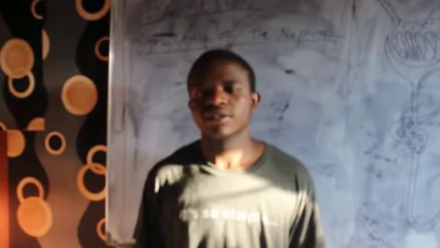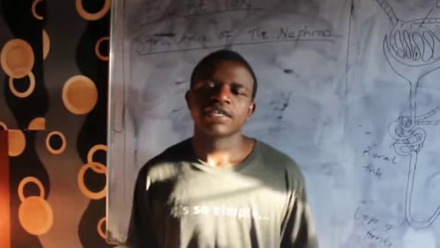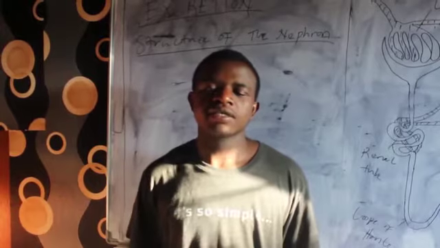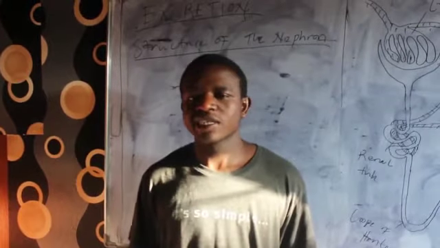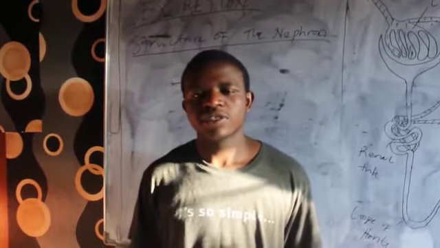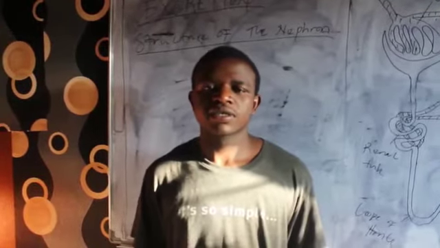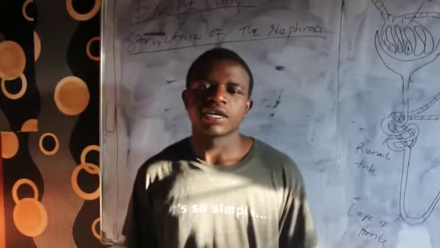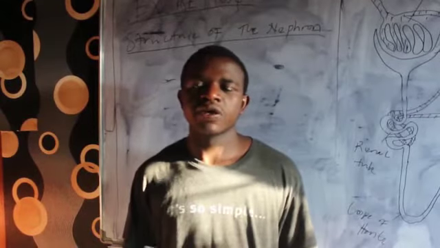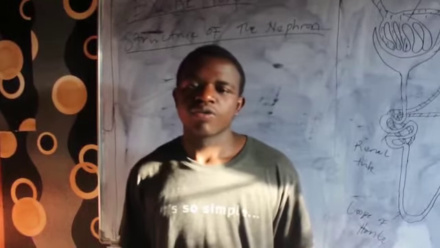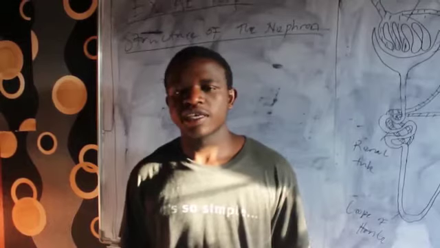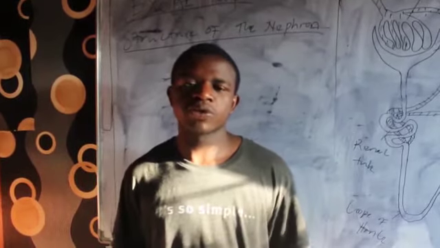So yesterday we studied the topic of excretion in biology, and we defined what excretion is. We talked about the importance of excretion. We talked about the process of excretion. We also looked at the structure of the urinary system. We also looked at the internal structure of the kidney. So today we're going to proceed.